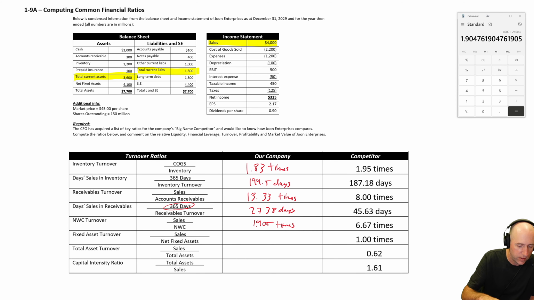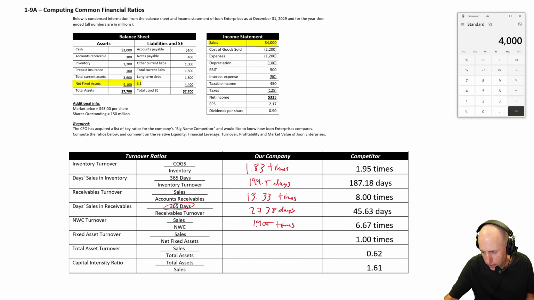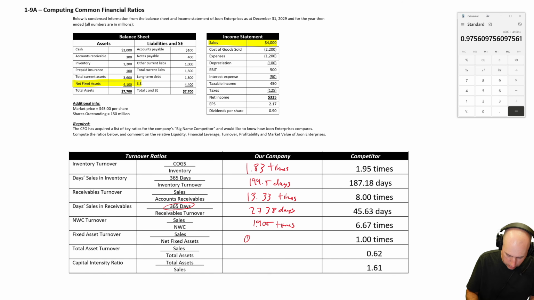Next, sales divided by fixed assets. How well are we using our fixed assets to generate sales? Sales divided by, where's our fixed assets? There they are. So 4,000 divided by 4,100 is 0.976 times. So for every dollar I have invested in assets, I generate 97 cents in sales. My competitor generates $1 in sales. So they're doing marginally better than us. This is interesting that it was close.